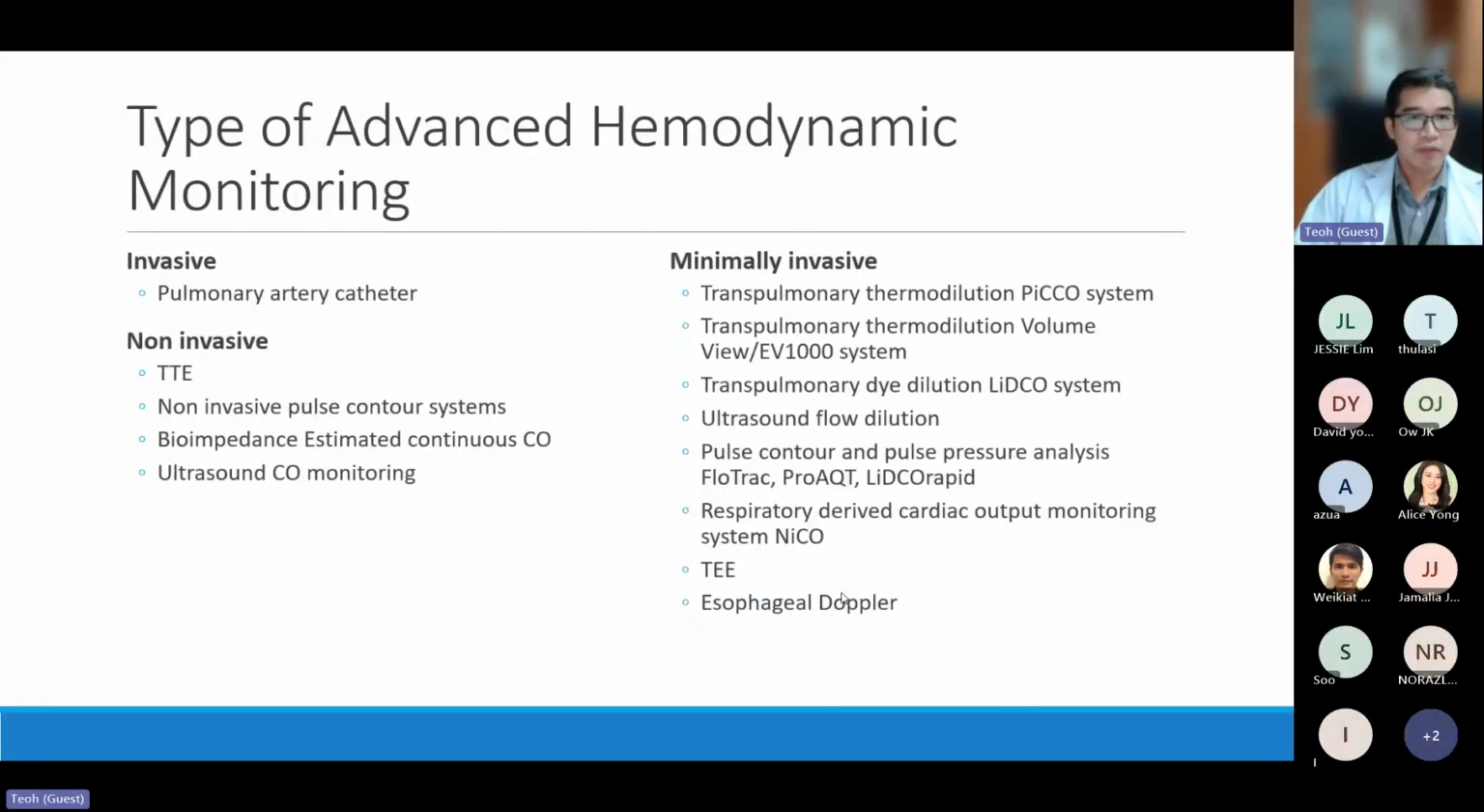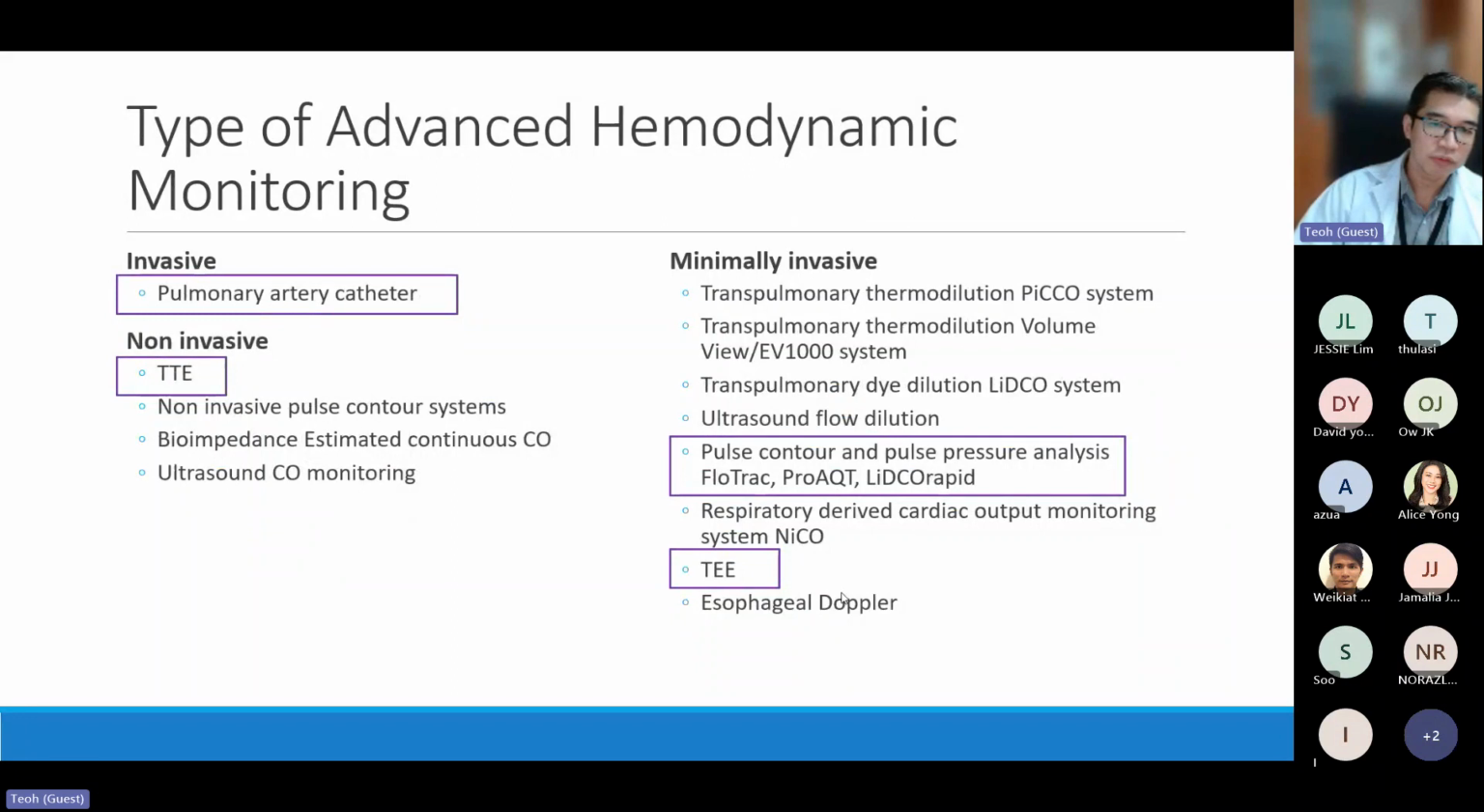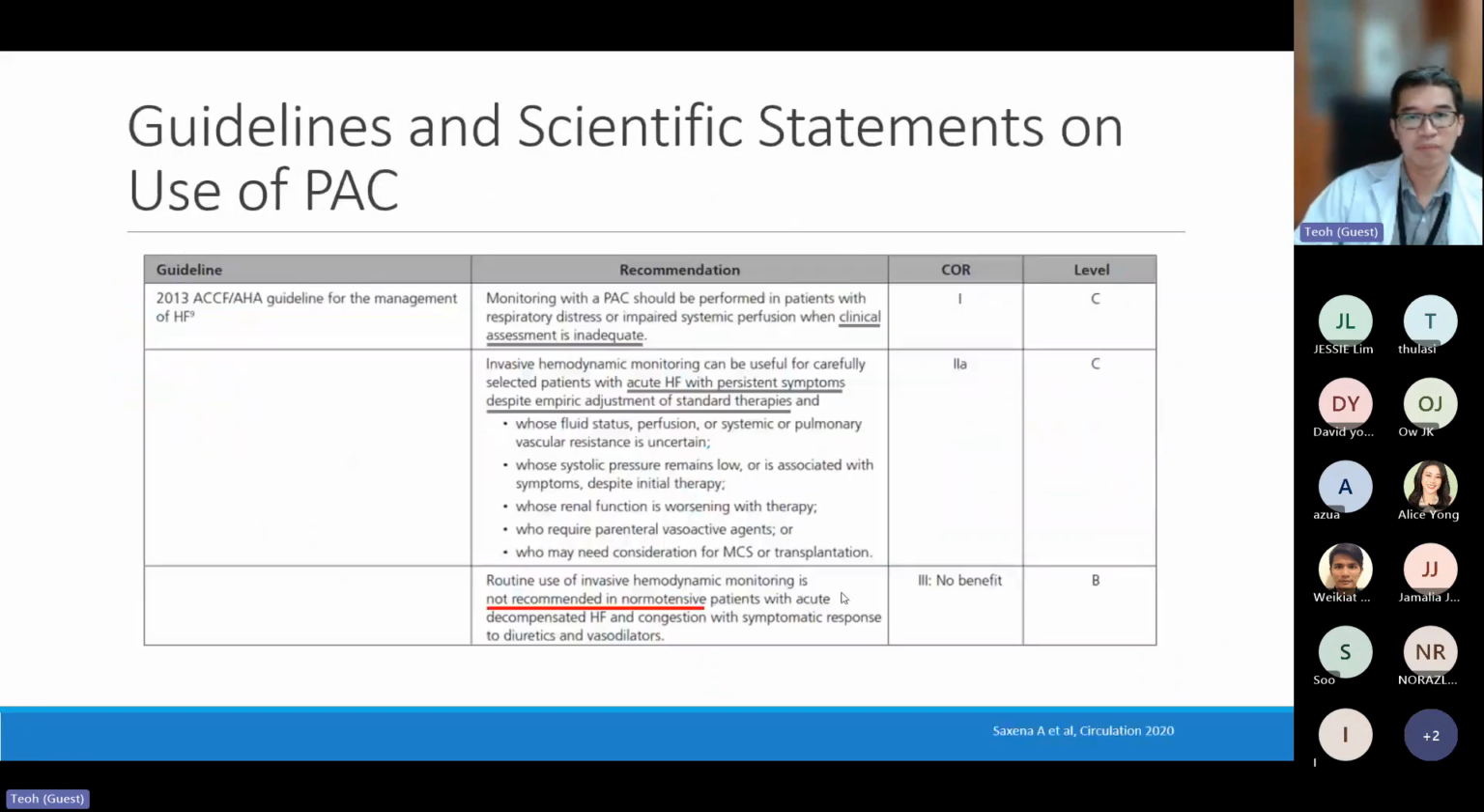And there are a lot of types of advanced hemodynamic monitoring, but what is highlighted here is basically the advanced hemodynamic monitoring I am more familiar with. This will include the invasive pulmonary arterial catheter, the FloTrac, which is your pulse contour and pulse pressure analysis, and you have your echocardiogram. Of course, we still have other types of hemodynamic profiling, which I would love to explore if possible.